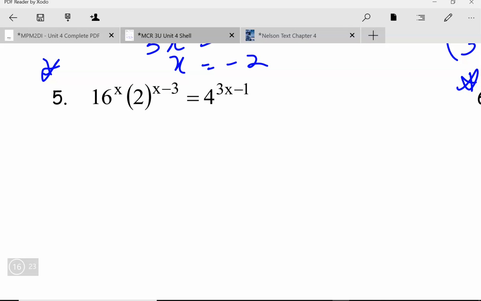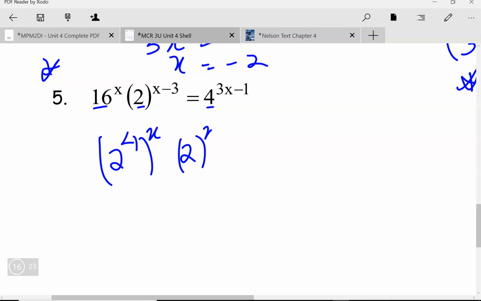But yeah, okay. Continuing on with our case, here we have three different bases. We have a 16, a 2, and a 4. And of course, the first step is to make those bases the same. You can't really do anything with exponents unless the bases are the same. So that's what we're going to do first. 16 is 2 to the power of 4.